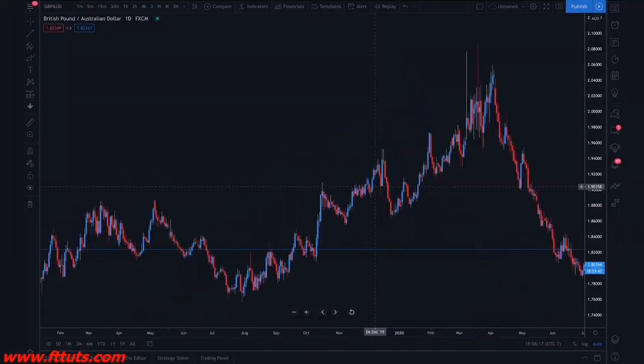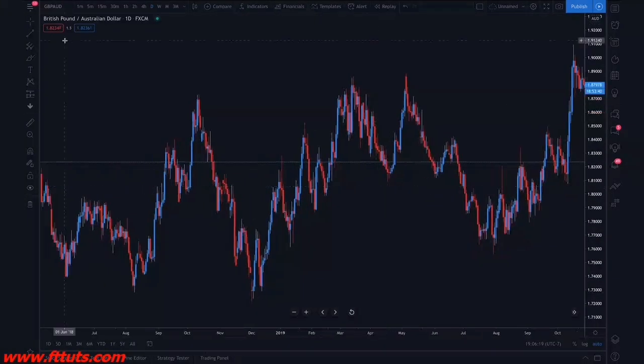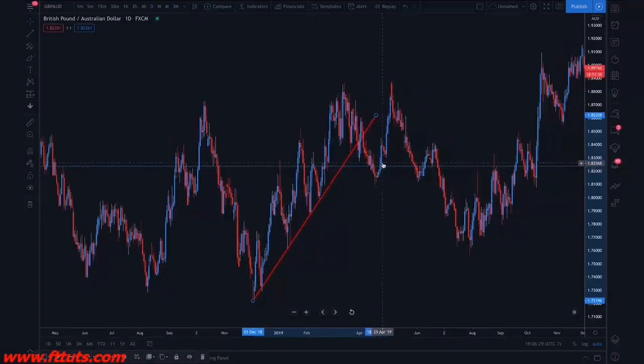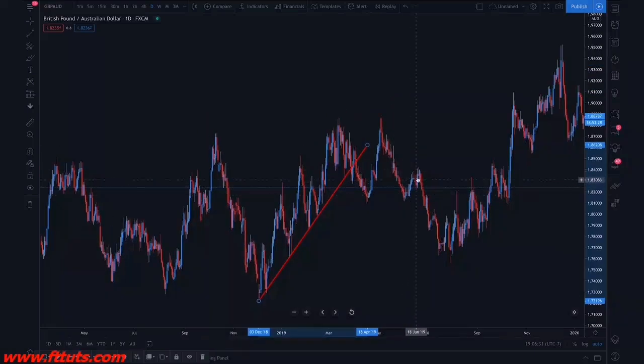That helps us with market direction. Same with over here, uptrend. We see how it bounced off every single point, buying, buying. And then when it finally breaks this trend line, we know what happens. It just crashes down.